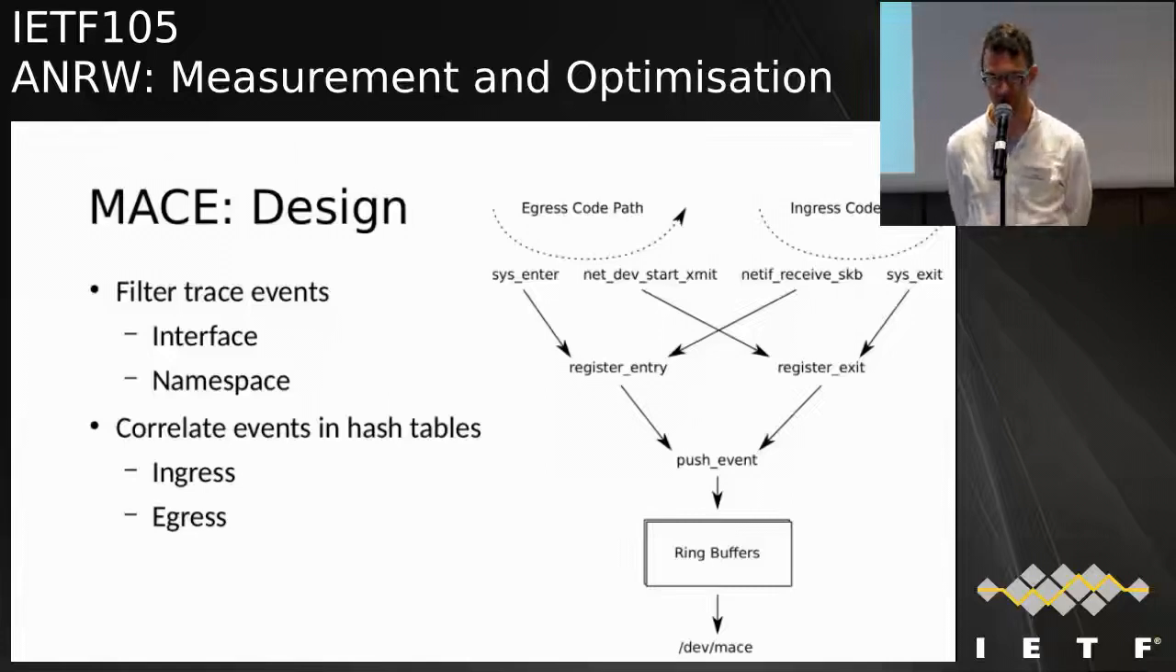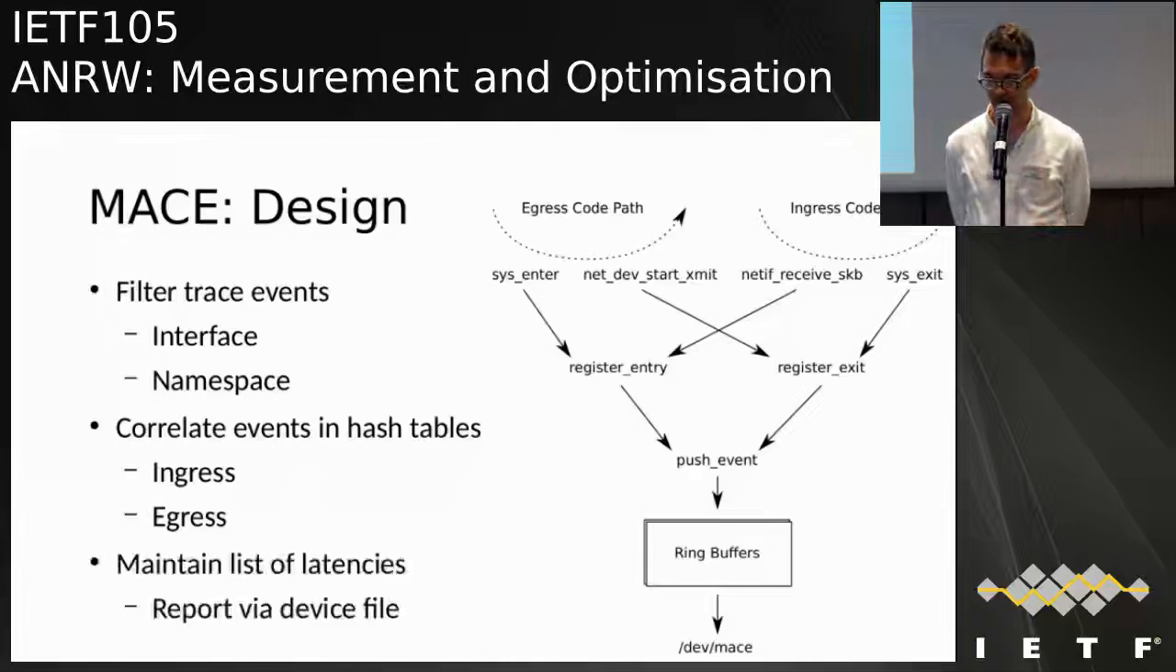Next, we correlate events. Each packet incurs a whole series of events as it passes through the virtualization layers, so we have to correlate which events map to which packet. We do this using hash tables for both ingress and egress. Finally, we push latencies into ring buffers. We maintain a ring buffer per network namespace, so that your container, when it's asking for latencies, is just doing a simple read of a ring buffer allocated for its network namespace. These are accessible via device special files.